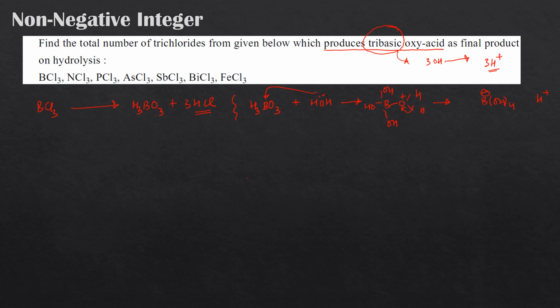So the idea is, when we react this H3BO3 with water, we don't get 3 H+ ions. We get only one H+ ion. This is supposed to be a monobasic oxyacid.